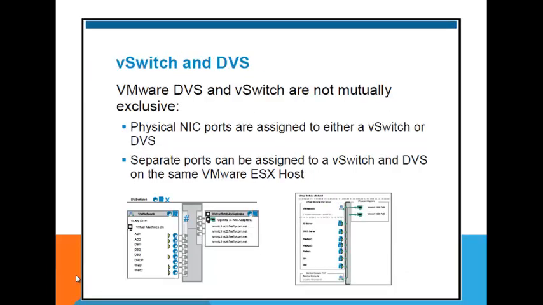So virtual switches and distributed virtual switch are not mutually exclusive. Physical NIC ports are assigned to either a vSwitch or a distributed virtual switch. Separate ports can be assigned to a vSwitch and a distributed virtual switch on the same VMware ESX host. What it means is, we can have a vSwitch as well as a distributed virtual switch working parallelly on a single host. We can have both, DVS, distributed virtual switch, as well as the vSwitch, parallelly in a single host at a time.